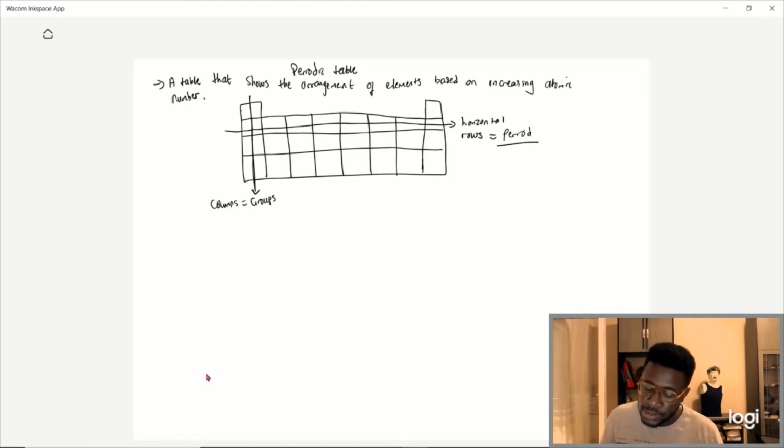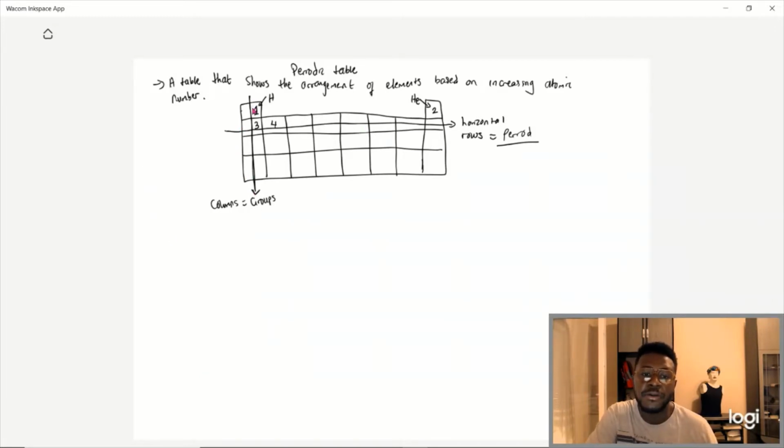Okay, so you have to fill in the periodic table in order of increasing atomic number. So that's just how it works. So the first element here is hydrogen because hydrogen has atomic number of 1. Second element here is helium because helium has atomic number of 2. And it goes in that order, increasing atomic number.